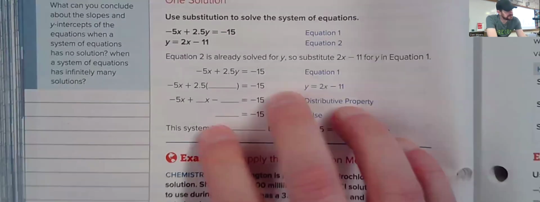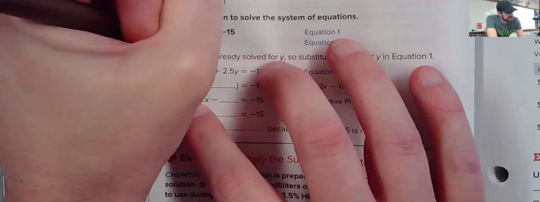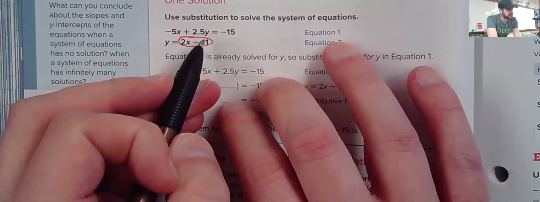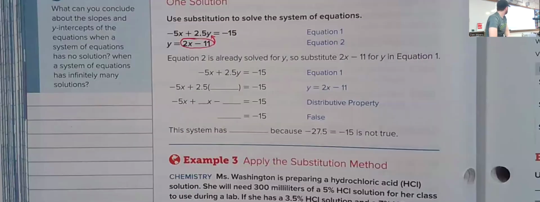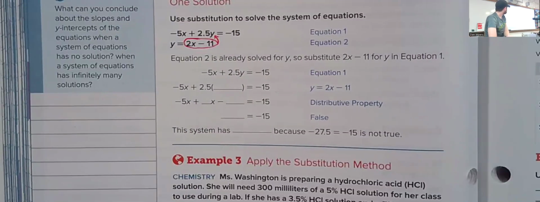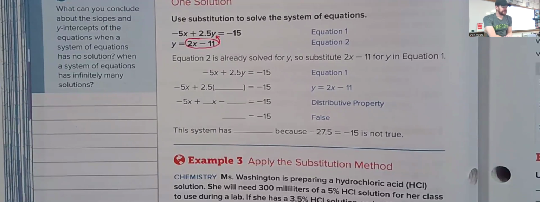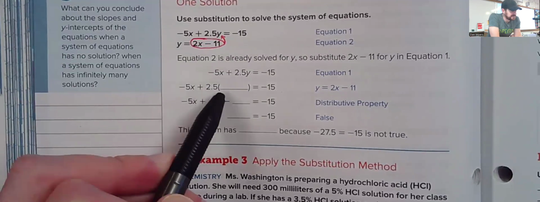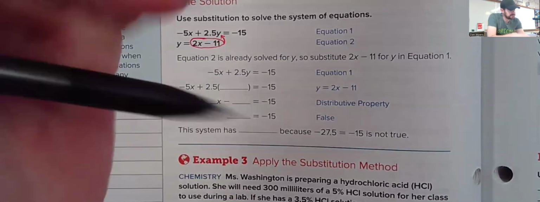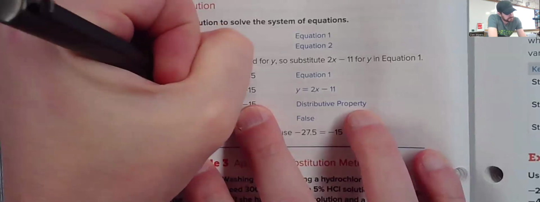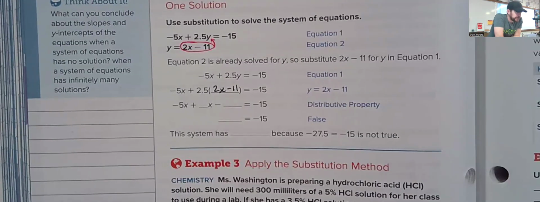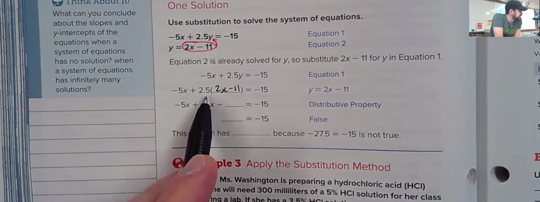So y is equal to 2x minus 11. So we're going to take that 2x minus 11. And that's what y is equal to here, which means that that's what y is equal to there. So we're going to substitute that in for y on the first equation. So you're going to rewrite the first equation, -5x plus 2.5 times the value of y, which is 2x minus 11. And that equals -15.